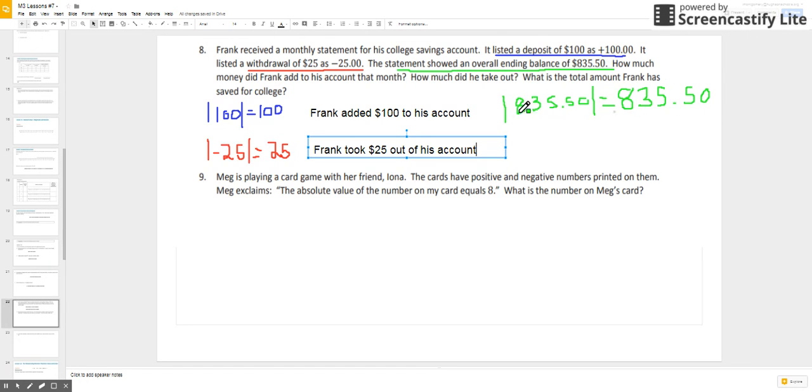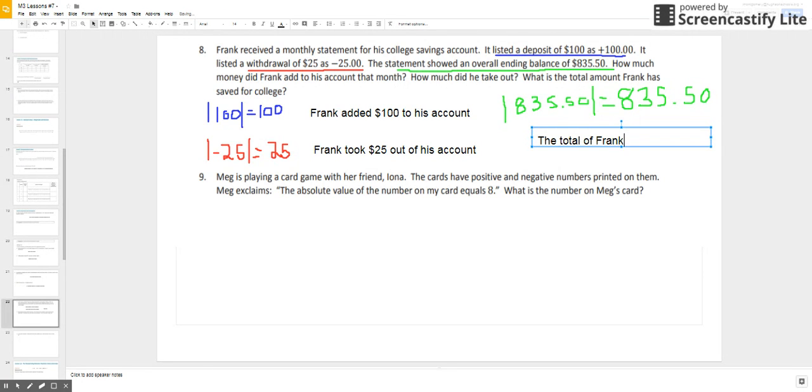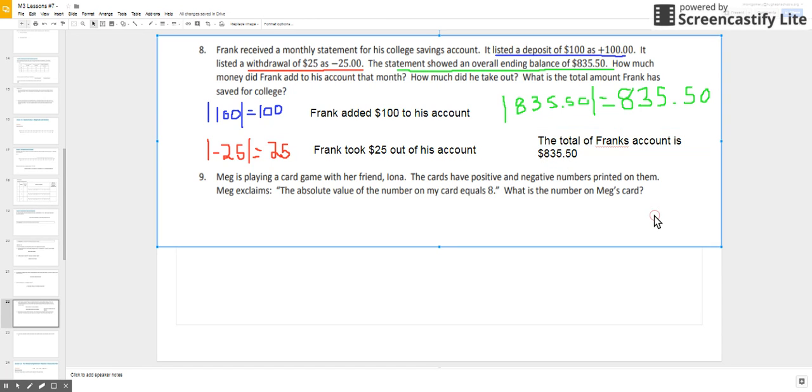So now we have to write the magnitude of the situation. So what is it? The total of Frank's balance is, there you go, the total. I thought about it for a moment before I simply wrote stuff down. The total of Frank's account is $835.50. Oops, I forgot to put the dollars. Total of Frank's account is $835.50. So there you go. I forgot to put the apostrophe there.